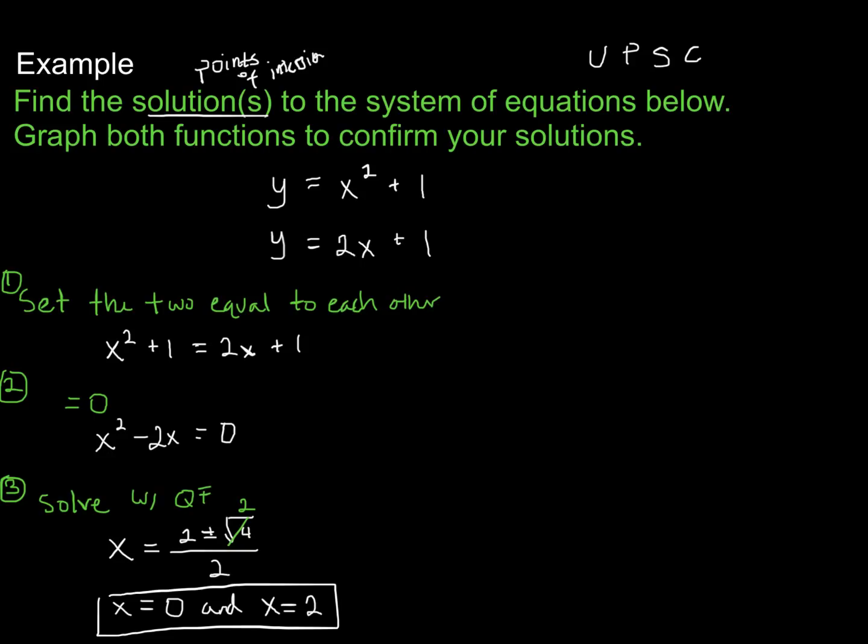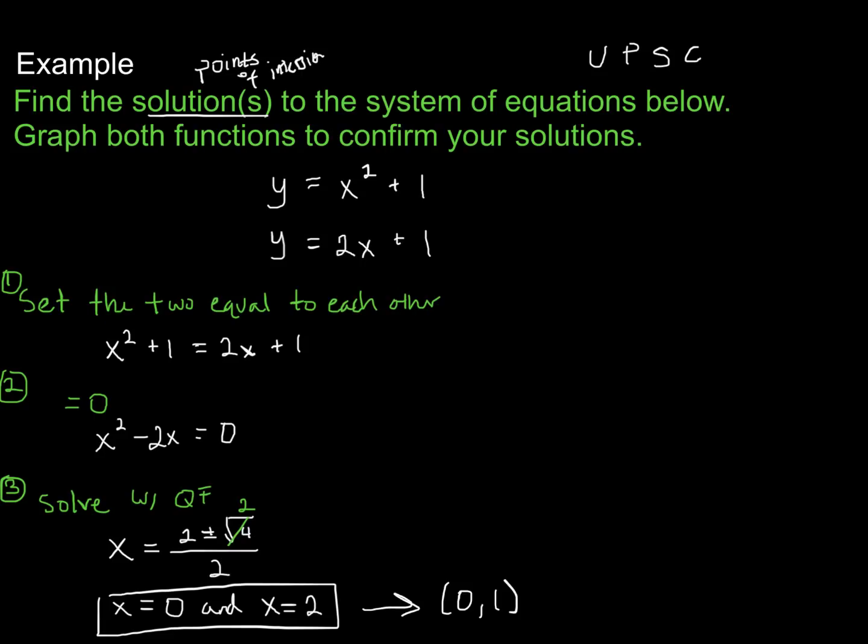Now, I can go ahead and find the actual points by plugging 0 in for my x value into either one of these equations. Remember, either one is going to give me the same y value back out. So I could think about the point 0. Well, when I plug 0 into this linear function, I have 2 times 0, which is 0, plus 1. So that corresponds to the point (0, 1). That's one of the points of intersection.